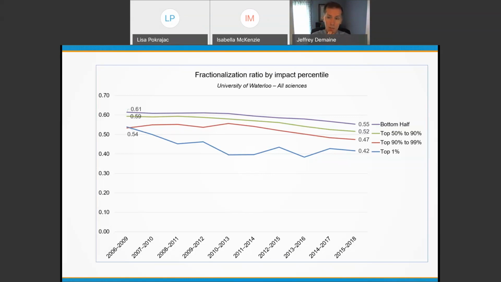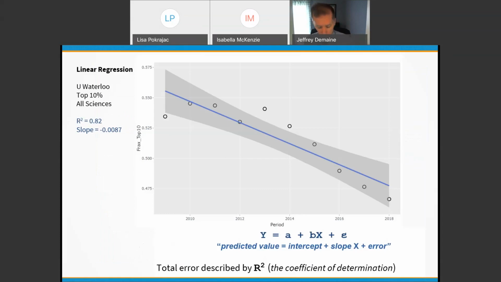Graphically speaking, you can split out the fractional impact that Waterloo is retaining by level of citation percentile. So the top 1%, that's the best research, is the blue line, and it has the lowest fractional impact, or the greatest amount of fractionalization, because, as we saw at the very beginning, team size matters, right? Its top 1% research gets the most citations because it has the most co-authors, which means that you've got to share out more slices of pizza, if you will.